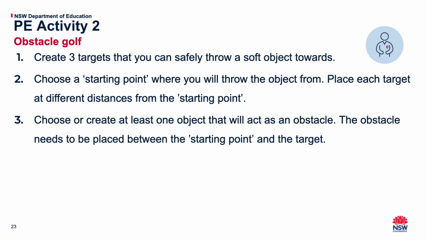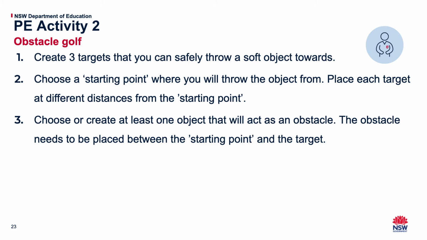Okay, and then you've got the obstacle golf game. It's kind of similar to the game you played last week. You need to create 3 targets that you can safely throw a soft object. A good soft object is a pair of socks like you used for the basketball toss game the other day. Choose a starting point that you're going to throw the object from. Place each target at different distances from the starting point. Choose or create at least one object that will act as an obstacle. So you need to have something in front that's going to make it hard for you to get this goal.